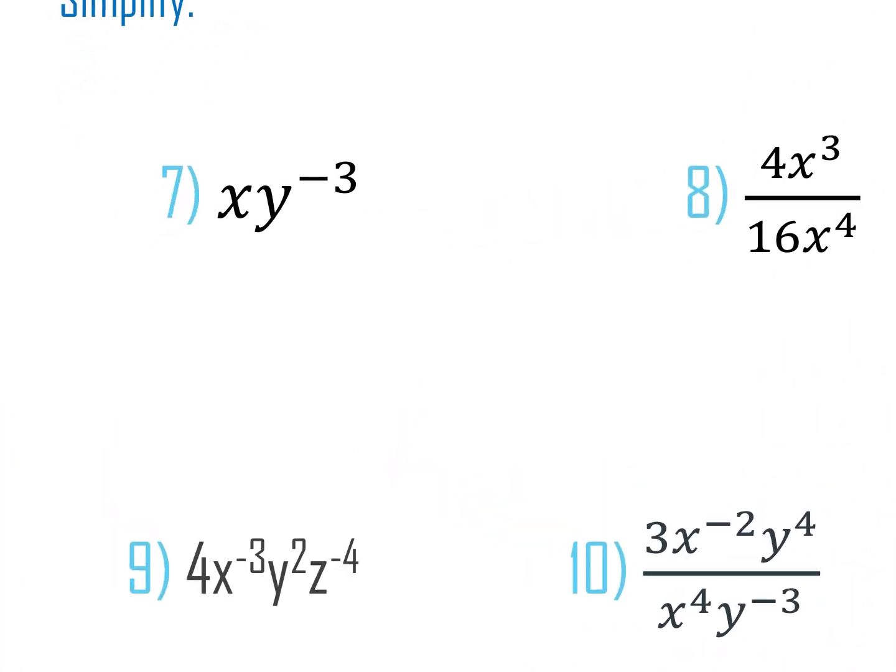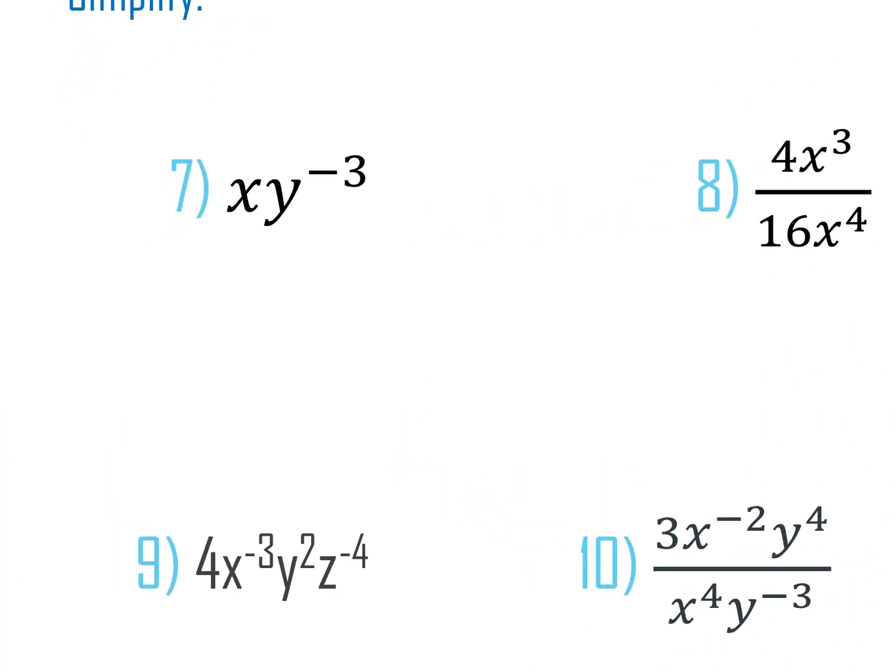All right, number 7, same scenario here where this -3 exponent is only on the y. The x is going to stay in the numerator. So I'll leave the x in the top. The only thing I need to move to the denominator is the part of the term that has the negative power on it. So that's just your final answer, x over y to the third.